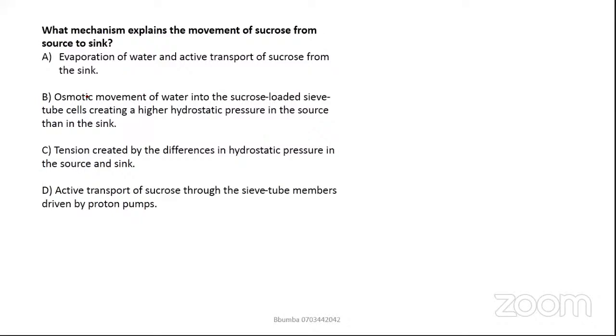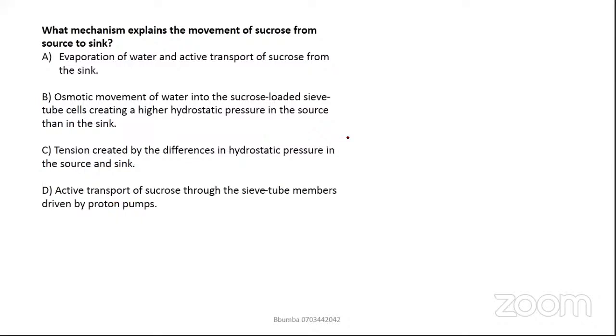I had Onyang talking of B, and that is osmotic movement of water into the sucrose-loaded sieve tubes, creating a higher hydrostatic pressure in the sucrose than in the sink. That was according to Onyang, but his network has not been stable. But then we also have tension created by the differences in hydrostatic pressures in the source and sink. Then we have active transport of sucrose to the sieve tube members, driven by the proton pump.